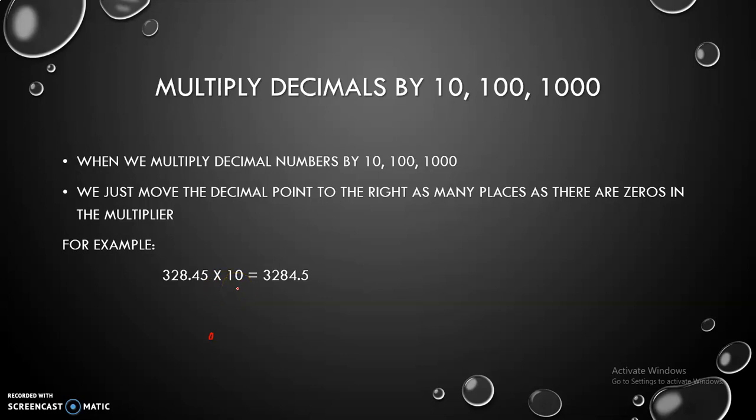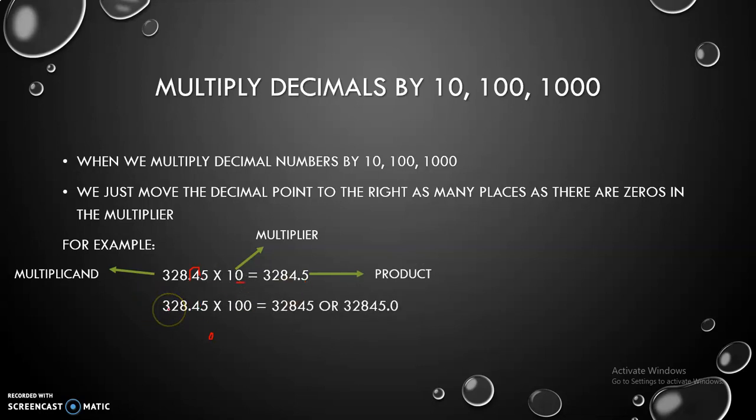328.45 multiplied by 10. In this example, 328.45 is the multiplicand and 10 is the multiplier. So, according to the rule, we have to see how many zeros we have in the multiplier. In the multiplier we have only one zero, which means that we have to move the decimal point one digit to the right side. And when we move it one digit to the right, the answer would be 3284.5. And this is called the product.